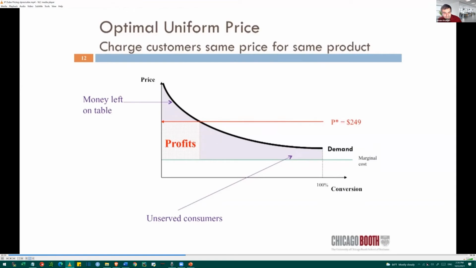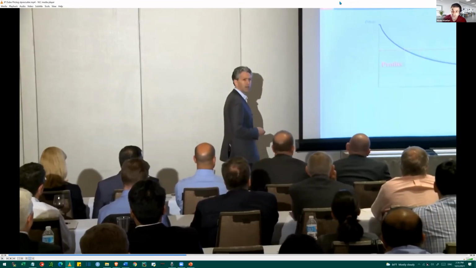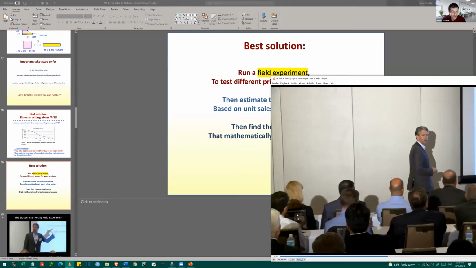Now, of course, what I've just done is solved essentially ZipRecruiter's optimal uniform price problem, but why stop there? This actually can be taken to the next step, but I don't want to go there yet. Let's first see if there are any questions.